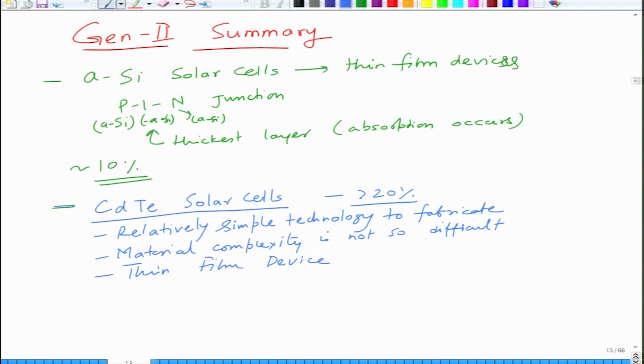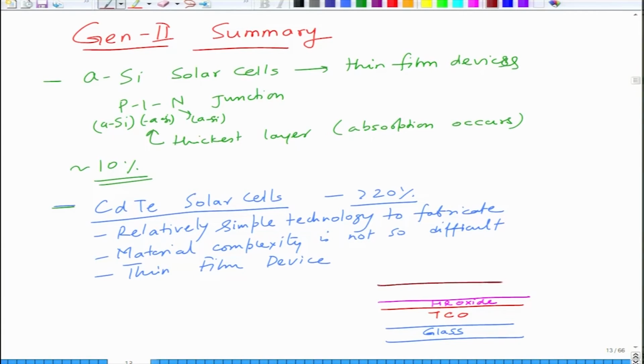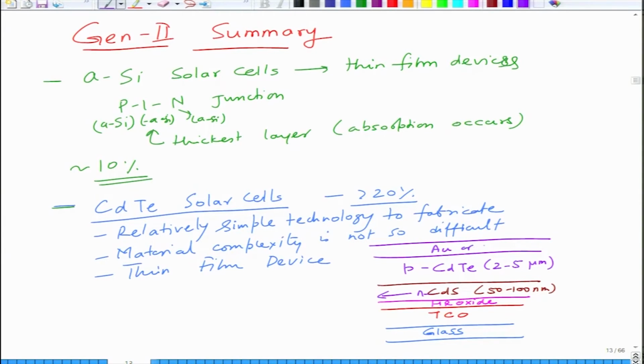And the structure that we saw, so if you have a glass substrate, on top of glass we had a layer of, let us say, TCO, then we had a sort of high resistivity oxide layer. On top of this we have a cadmium sulphide window layer which is 50 to 100 nanometer, and then we had a layer of CdTe which is about 2 to 5 micron. This is n-type CdS, this is p-type CdTe, this is the PN junction, and then on top of CdTe we had a gold contact or nickel aluminum contact.